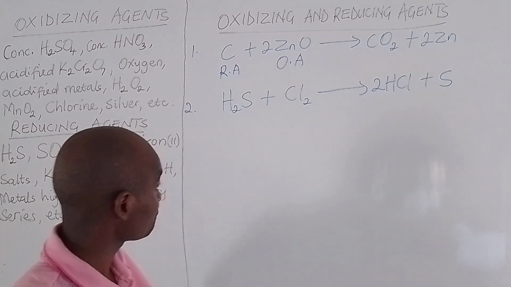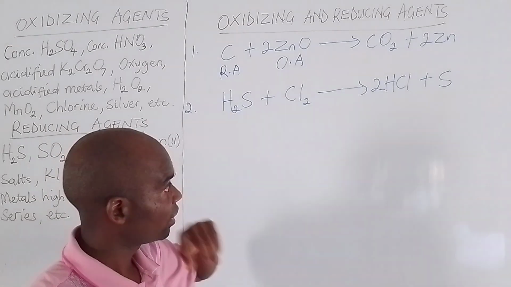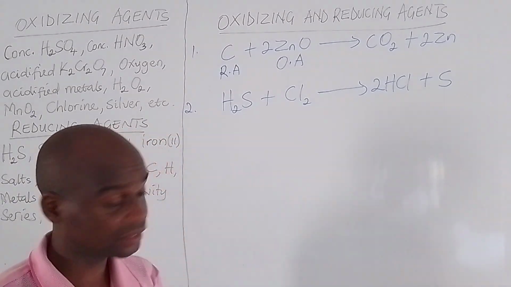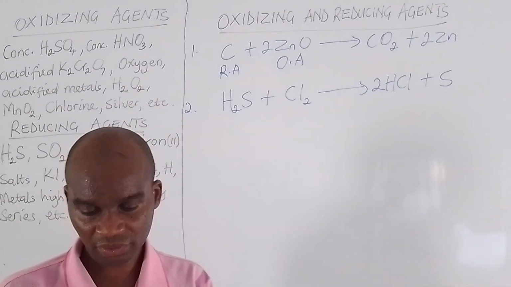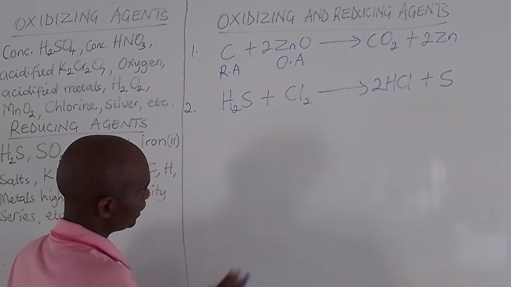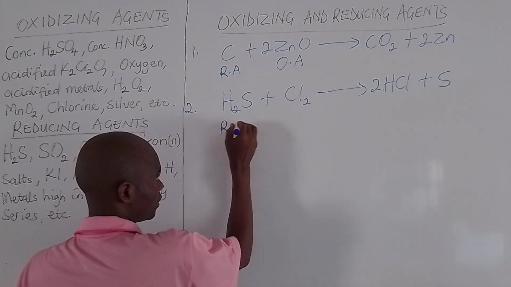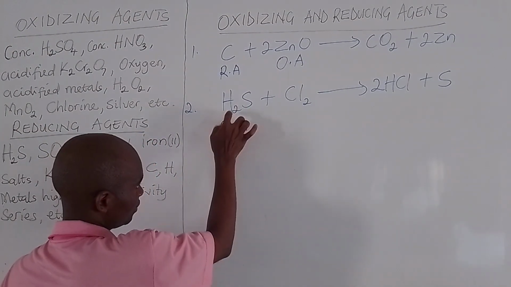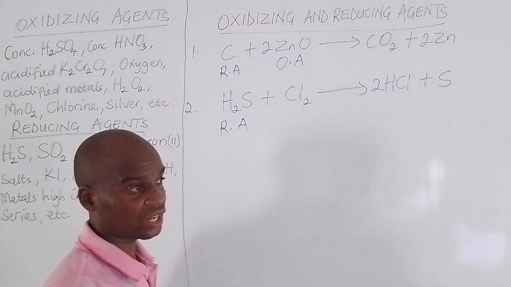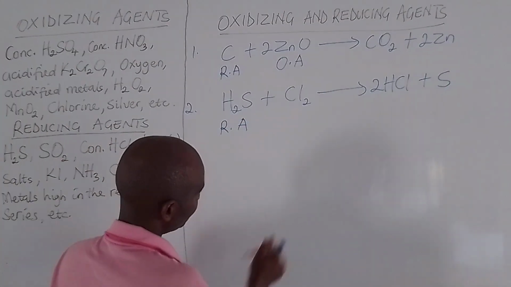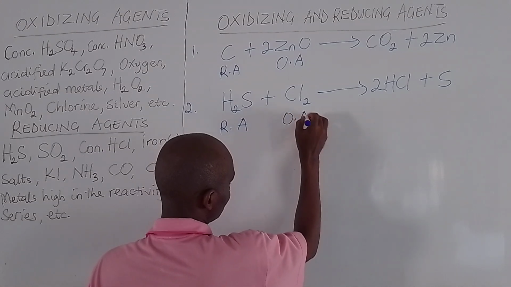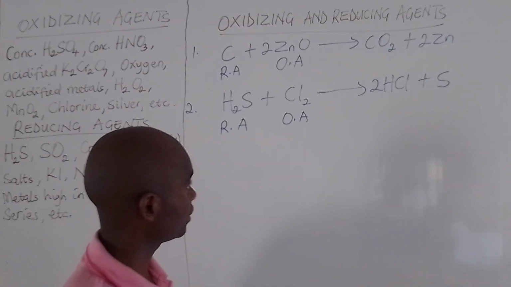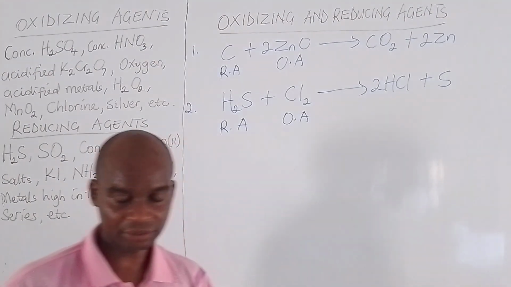Alright, so for the reaction between hydrogen sulfide and chlorine gas to give us hydrogen chloride and sulfur, the reducing agent is hydrogen sulfide. Why? Because this is the substance that donates hydrogen, while our oxidizing agent is chlorine. So chlorine will accept hydrogen from hydrogen sulfide.